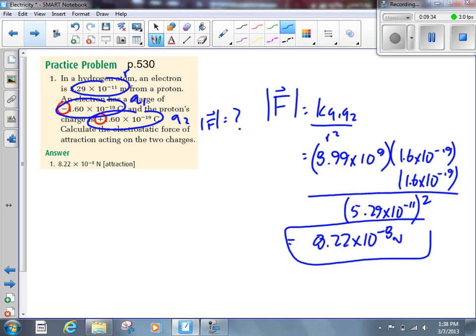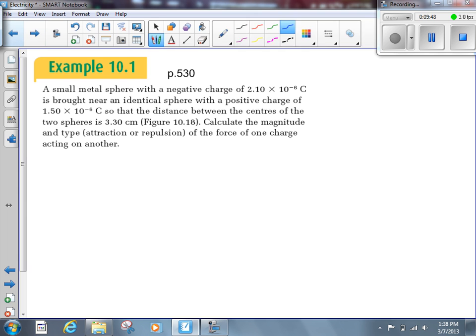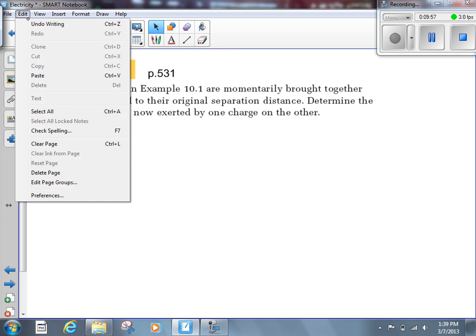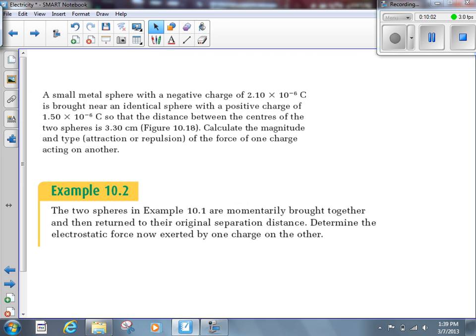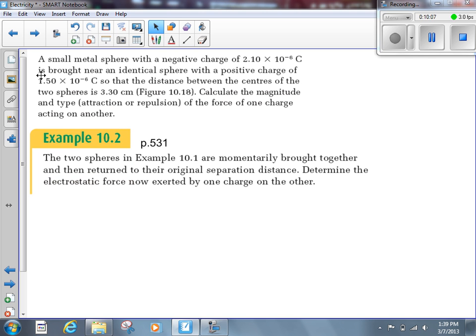I'm going to do another example with you here, okay? The two spheres in the last example are momentarily brought together and then returned to their original separation distance. What's the electrostatic force now exerted by one charge on the other? I'm going to copy over question number 1, and then bring it over to that page just so we can see our data all together. So there's 10.1 above there. We want to use the data from 10.1 to solve this question.